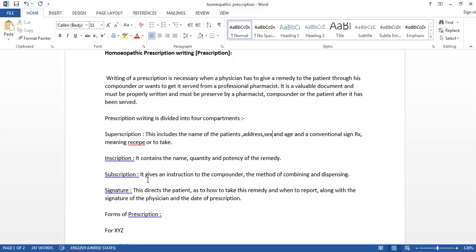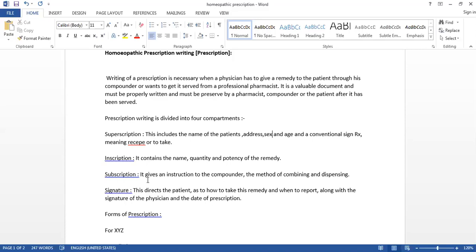It is an instruction which is given to the pharmacist, so that the pharmacist will dispense and can combine the medicine with that particular vehicle. It includes the direction to the pharmacist or the compounder on how to dispense the given medicine. For example, if you want to give the medicine in the form of a mixture, or in any vehicle, you have to write it down there.